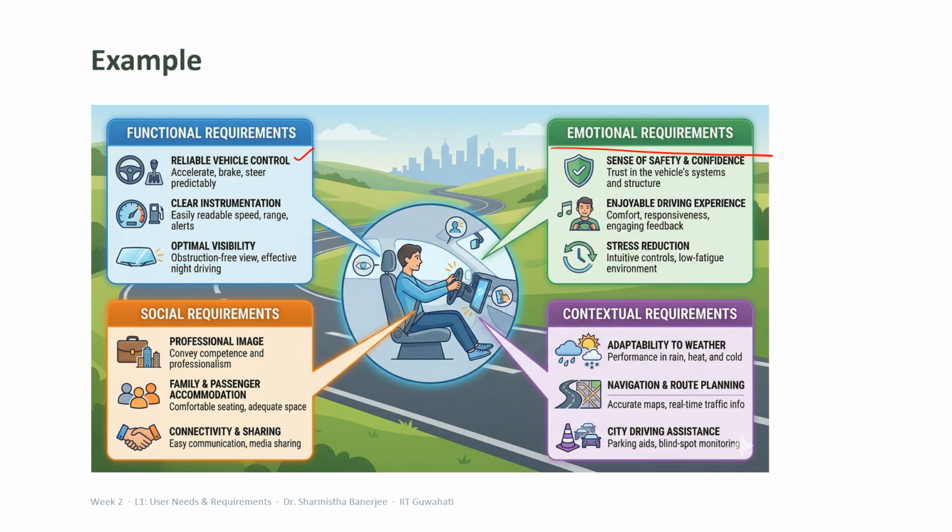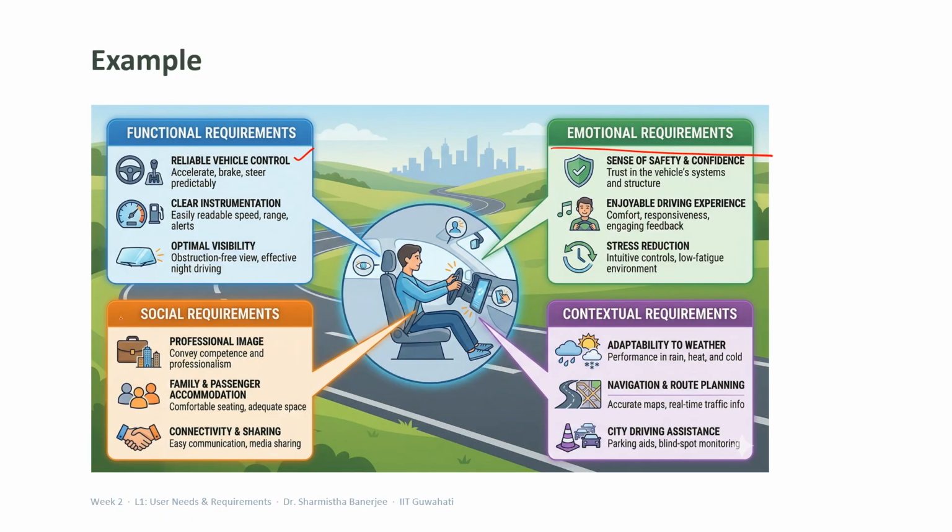Then comes the stress reduction. How intuitive the controls are, how much fatigue is the car producing overall in the entire environment of it. Then comes the social requirements. So if I drive a certain kind of car, it might be bringing a certain kind of image to people. So let's say I'm driving an electric car, and in my society, an electric car is associated with sustainability or progressiveness, and then it is building that image.